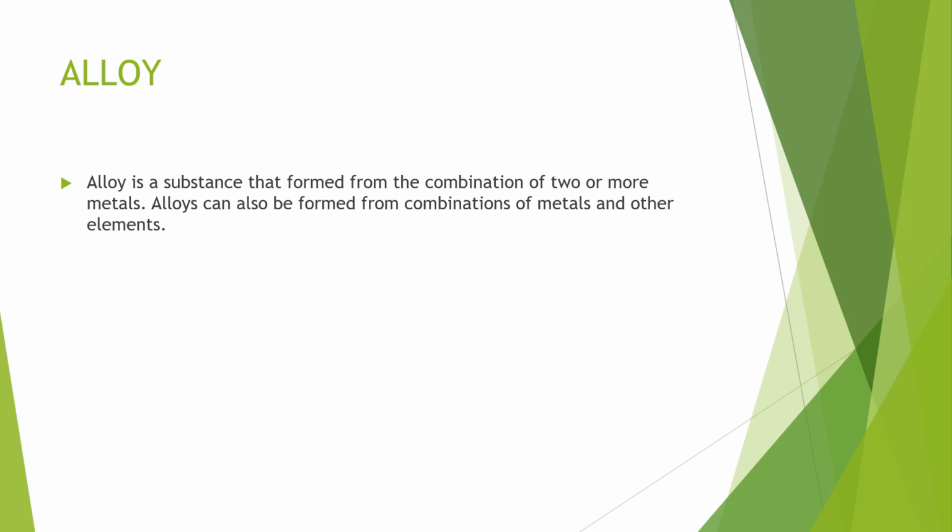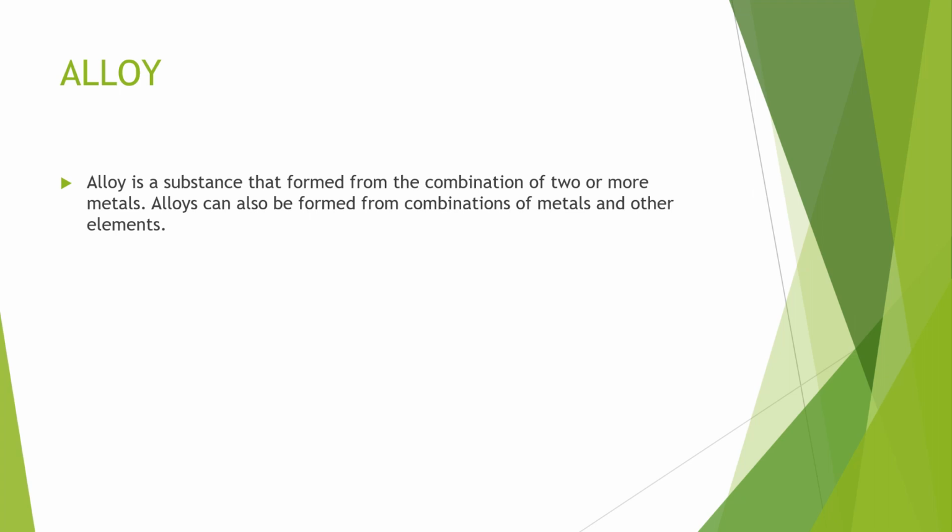So now let's come to the topic, that is alloy. An alloy is a homogeneous mixture of two or more metals or a metal and a non-metal. It's prepared by mixing the metals in molten form and then cooling the mixture. The electrical conductivity and melting point of an alloy are less than those of pure metals.